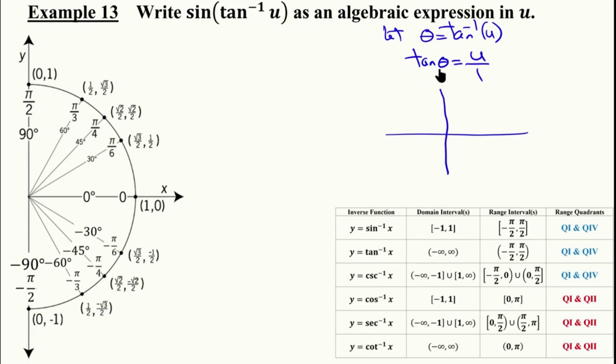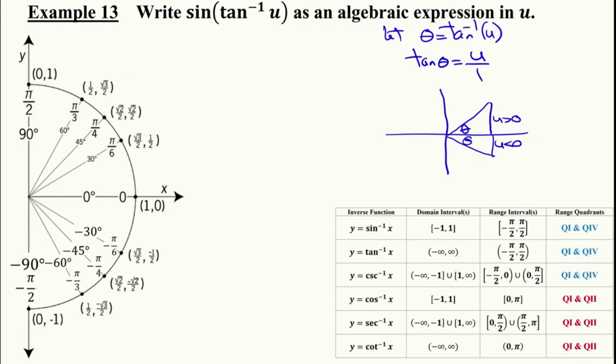Remember that inverse tangent is defined in the first and fourth quadrants, from -π/2 to π/2. Now this u could be in either one of those, so we can actually set up two triangles here. So we can have theta here, or we may have theta here, depending on whether u is positive or negative, right? So if u is positive, it'll go up here. If u is negative, it'll go down there.